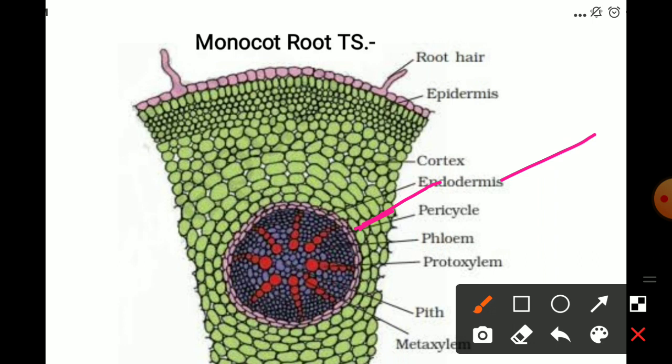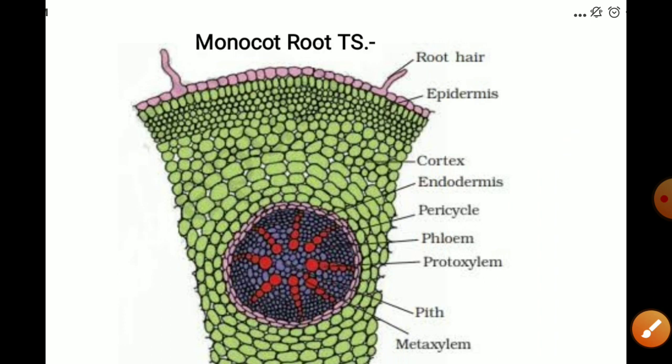This endodermis helps in transfusion of water. This acts as the passage of water. So this is the endodermis, which is made up of a single layer of barrel-shaped cells with a characteristic type of structure helping in absorption of water.